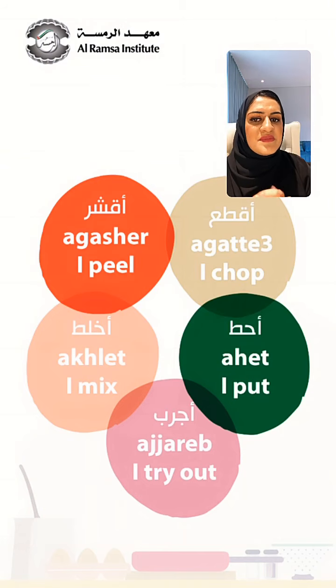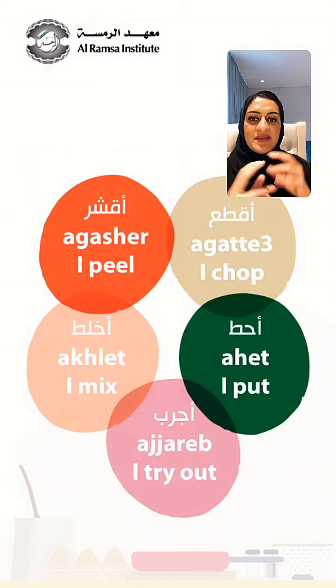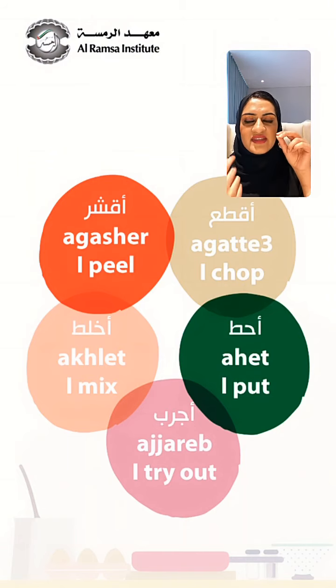أجرب it means I try out. So when I try out, for example, the first time maybe biryani, of course not true but let me say, مثلا أبغى أجرب البرياني. I want to try out when you have the taste of it.